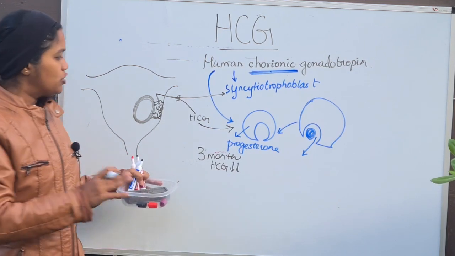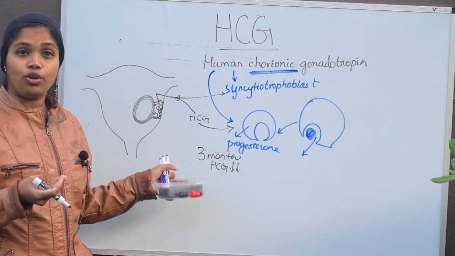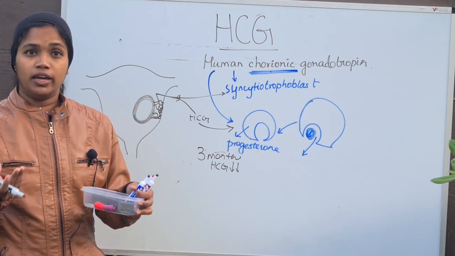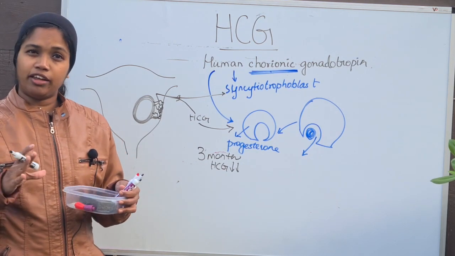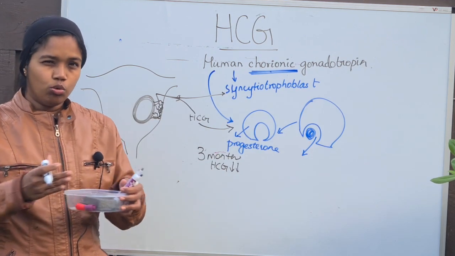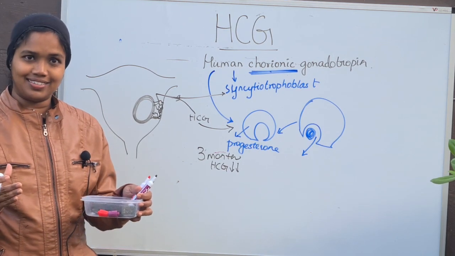You understand? So this HCG, human chorionic gonadotrophin, is the one which is responsible for producing emesis in pregnant females. Therefore, even if the lady is having hyperemesis, it will mostly last for the first 3 months, because that is the time when HCG is highest.